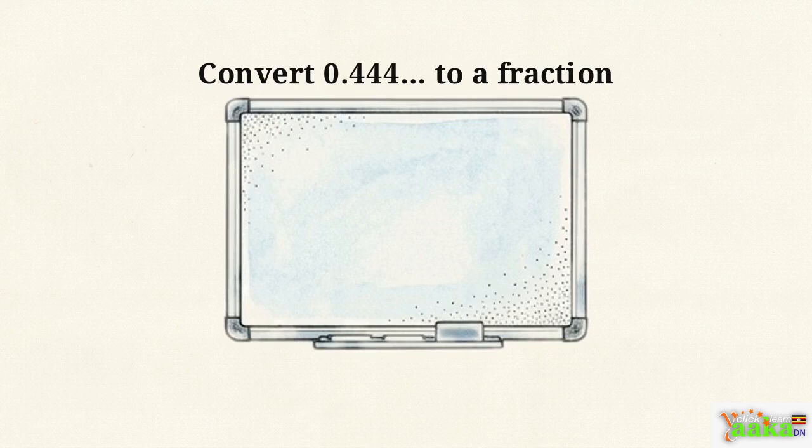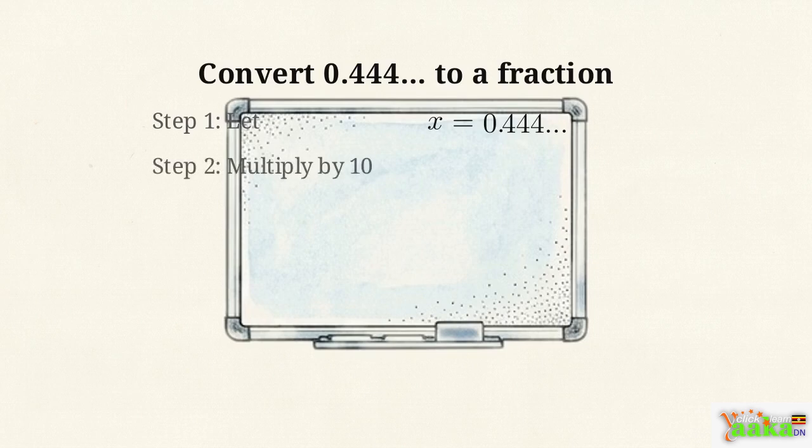Step 1, we establish a baseline variable. Let x equal 0.444 repeating. Step 2, because exactly 1 digit repeats in this pattern, we multiply both sides of that equation by 10. This creates a new line. 10x equals 4.444 repeating. Step 3.